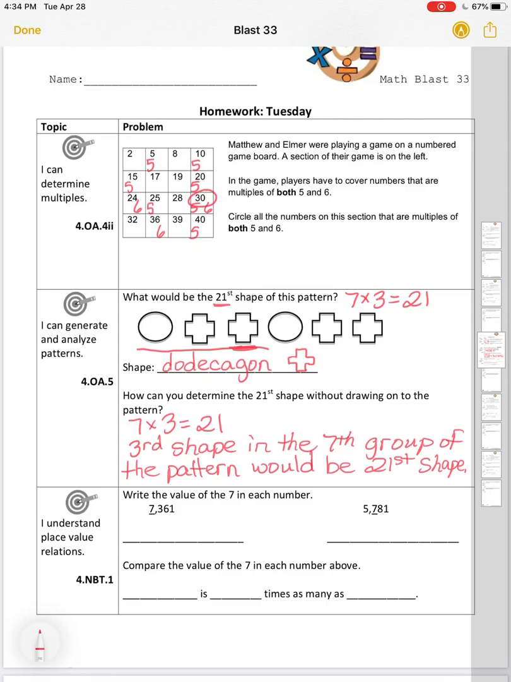All right, next, I understand place value relations. Write the value of the 7 in each number. 7,361, the 7 has a value of 7,000. 5,781, the 7 has a value of 700. Compare the value of the 7 in each number above. I can say that 7,000 is 10 times as many as 700. I know if I had 700 on a place value chart, each of those digits would shift to the left 1 time to become 7,000.